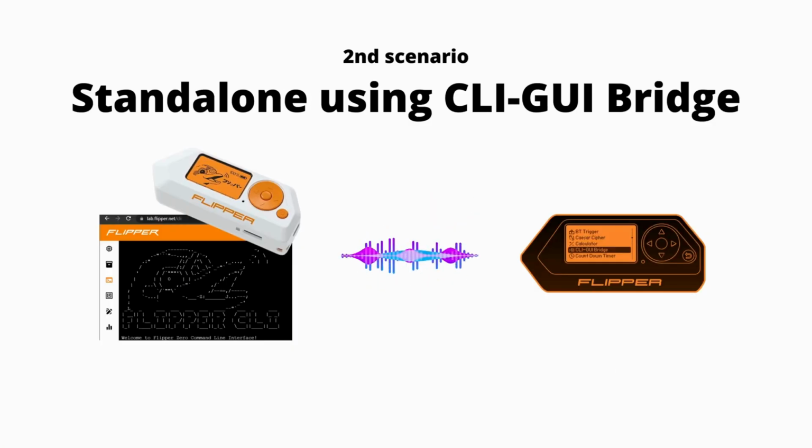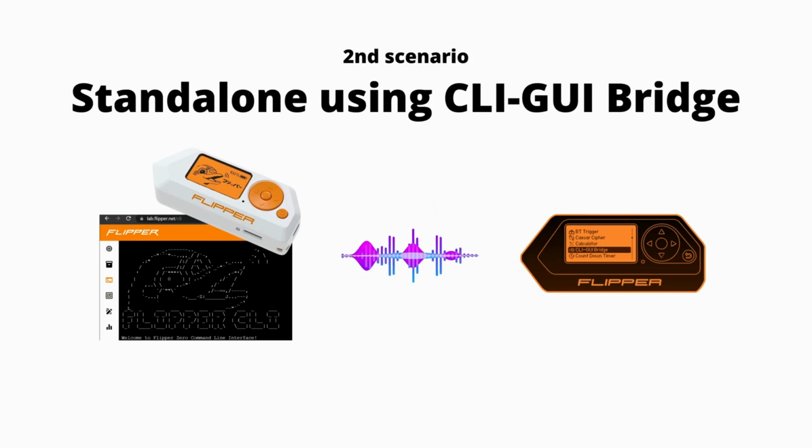The second scenario, maybe you have not seen it either. As for the first one, you could click on the link here and watch this video. Here I introduced the CLI-GUI bridge. Instead of needing two Flipper Zeros and also two laptops, you only have one Flipper Zero and one Flipper Zero from a friend, who is using his laptop with the lab.flipper.net web interface.